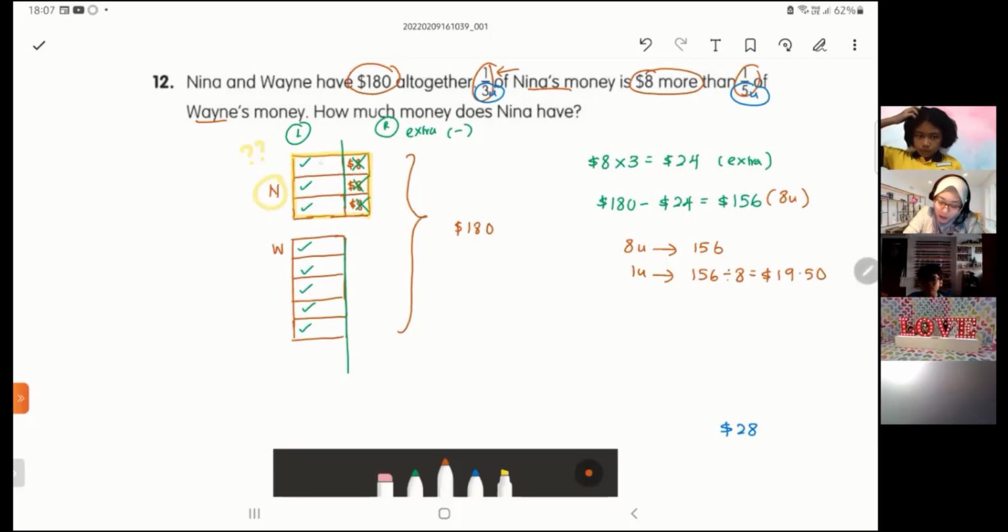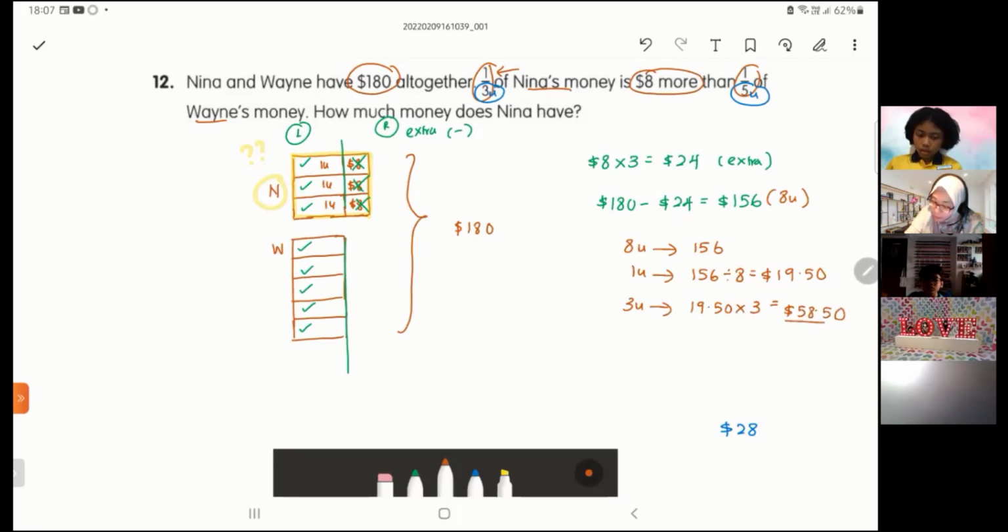Nina, we have how many units? 1 unit, 2 units, 3 units, right? So we find 3 units. That is $19.50 times 3. Okay, and that will give us 19.5 times 3, 58.50.